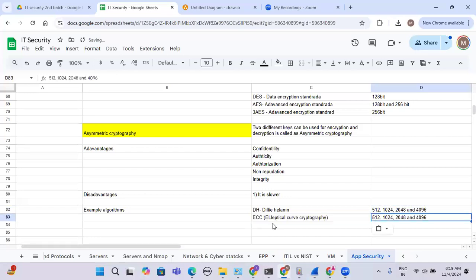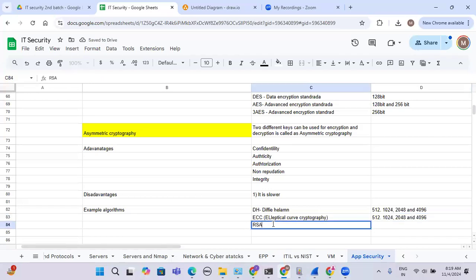And next one we have is RSA. RSA is not just the RSA company. RSA Security is a company that was acquired by EMC Square, and it is now a part of Dell once again.